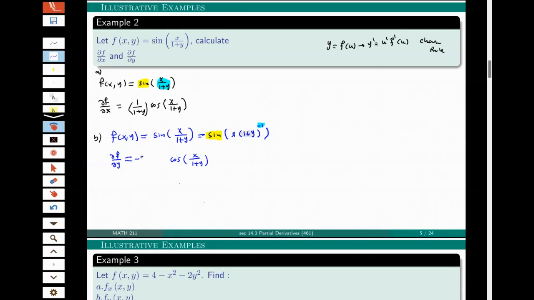It will be minus x times 1 plus y raised to the power minus 2. The derivative of the inside is 1. So basically partial f with respect to y will be minus x over 1 plus y all squared, times cosine of the angle x over 1 plus y.